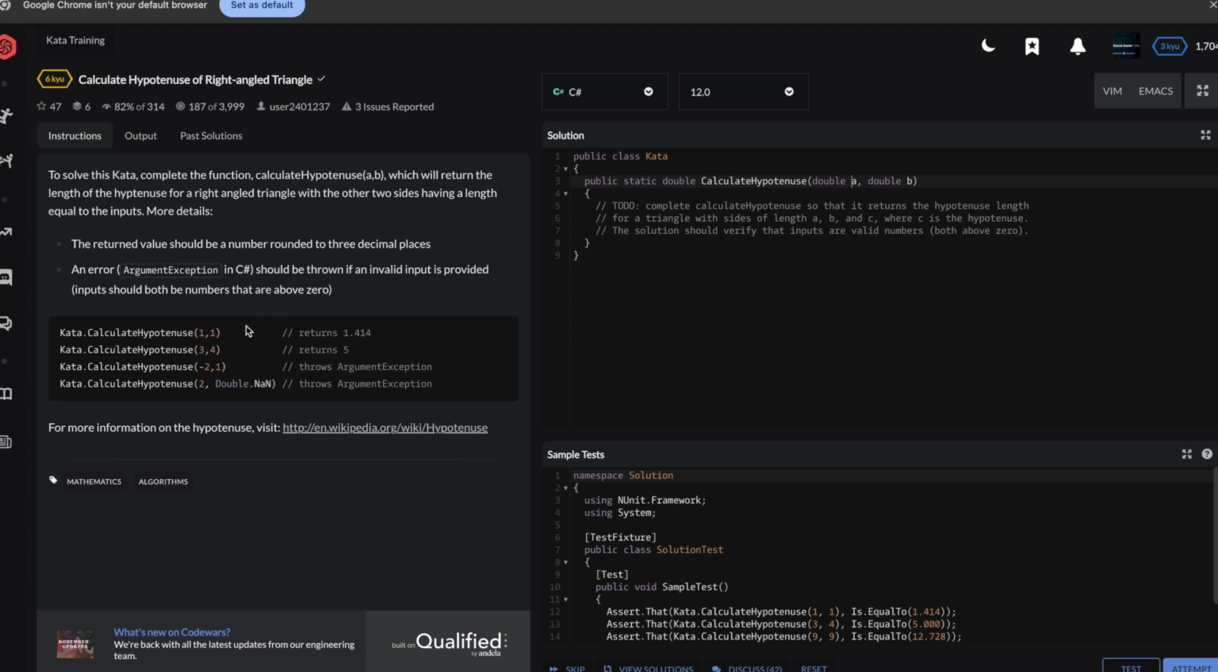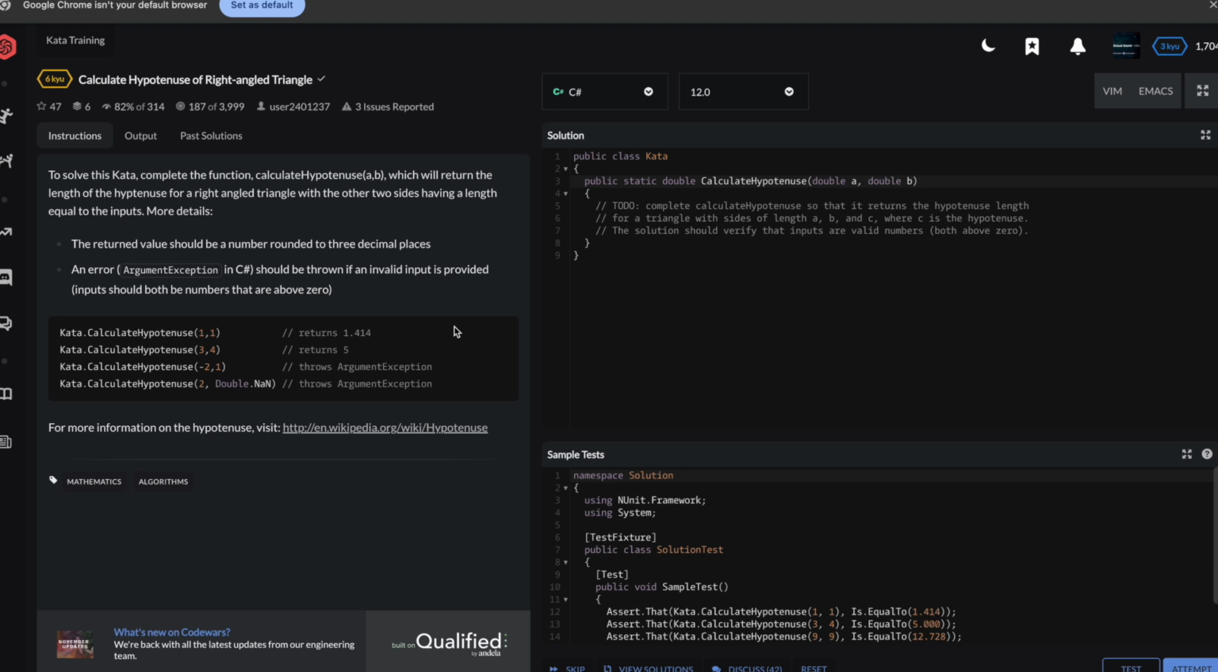They give a few examples here down at the bottom. We see good stuff for the first two, but notice the third example has a negative, and that's how we get an exception. And the final example passes in something called NaN, which is not a number, and we'll look at that. So basically, we're going to validate the input and then calculate the length of the hypotenuse.